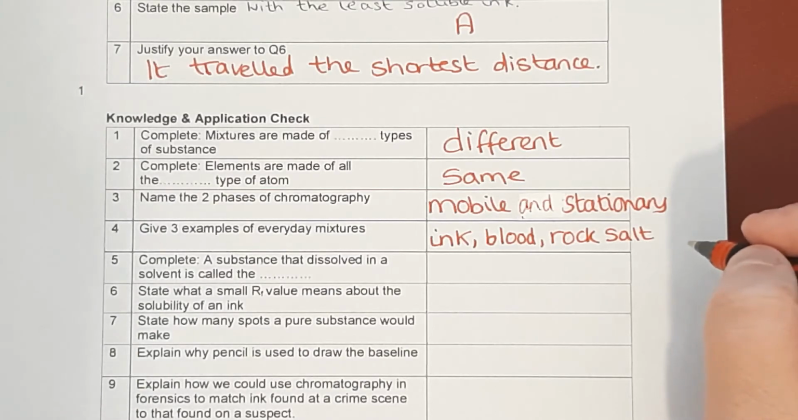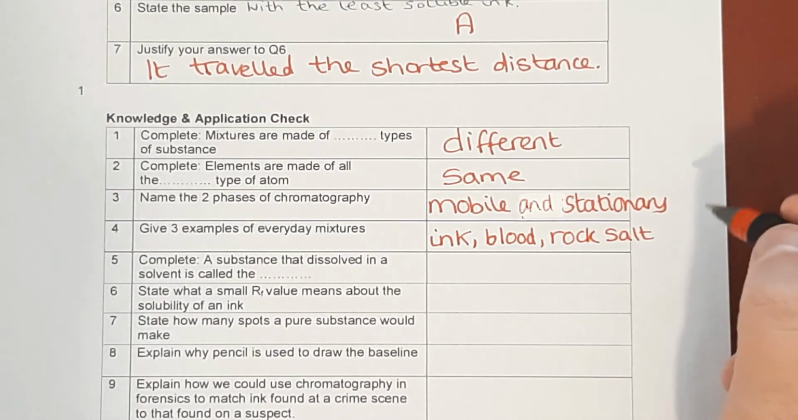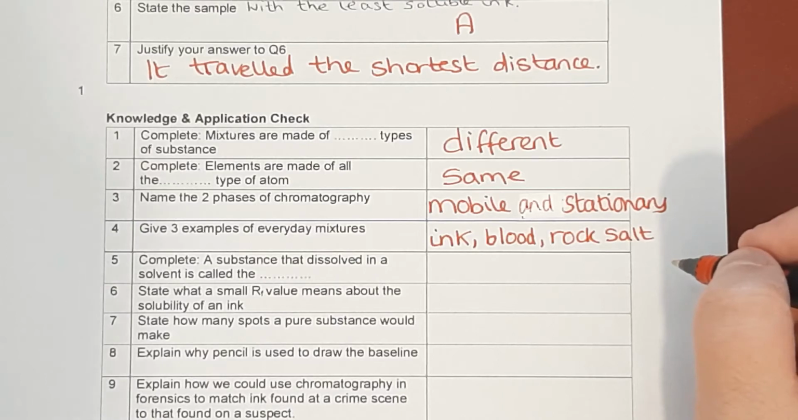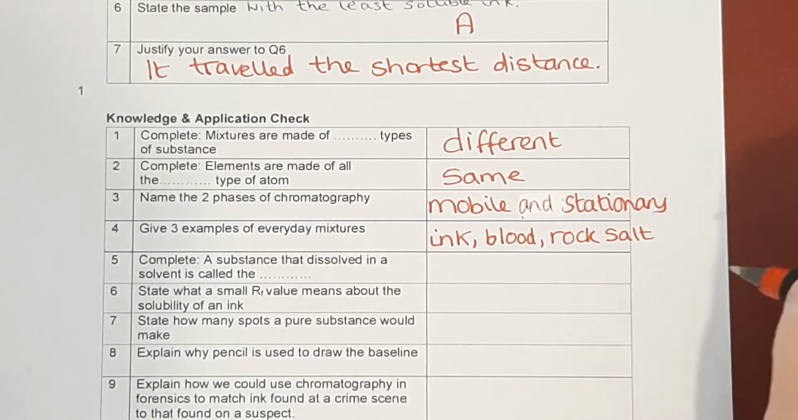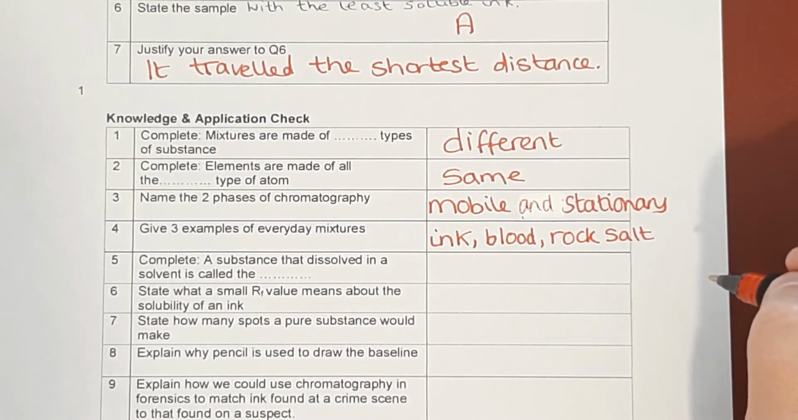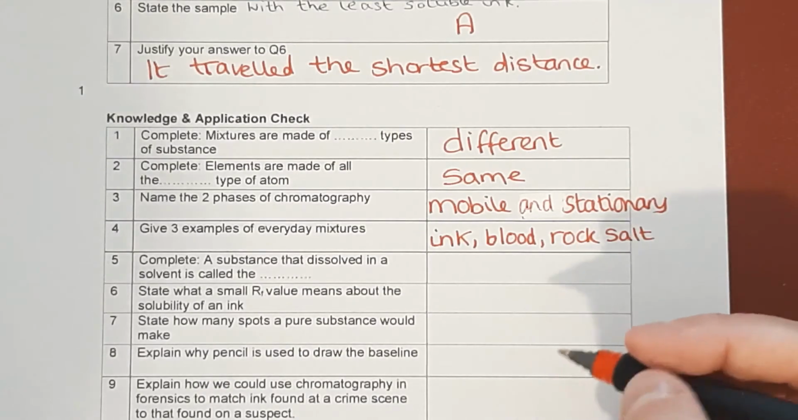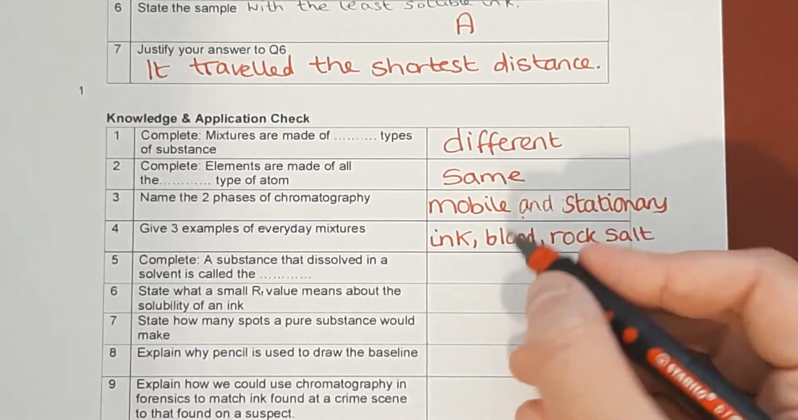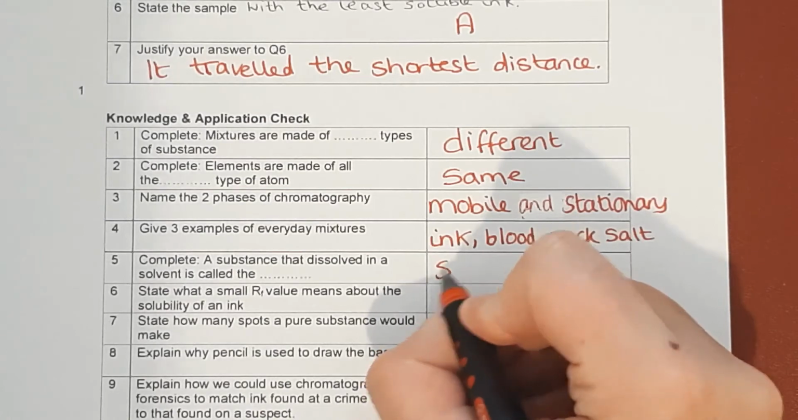But anything that has more than one different material or substance mixed up but not chemically attached to each other. So if you mix sugar and salt, for instance, by accidentally pouring salt into the sugar jar or vice versa, that would be a mix. A substance that dissolved in a solvent is called the solute.